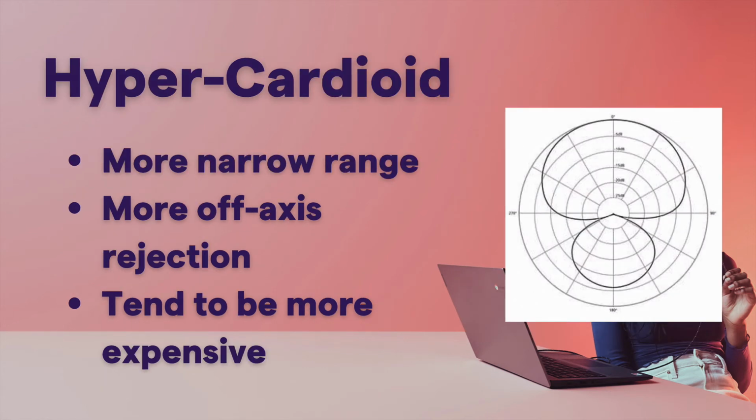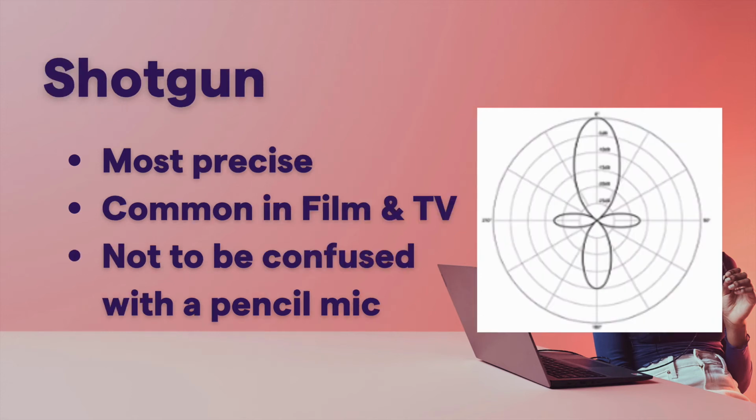It has a more narrow range, has more off-axis rejection, which basically means it picks up less sound from the side, but they tend to be more expensive. Shotgun mic is the most precise, the most focused. It's often used in film and TV, and it shouldn't be confused with the pencil mic. Just because a mic is skinny and points in a certain direction doesn't necessarily mean it's a shotgun mic.